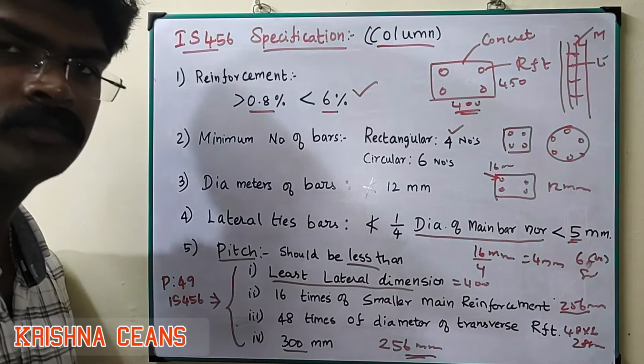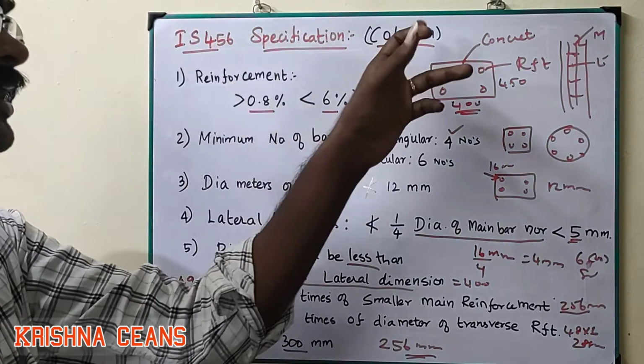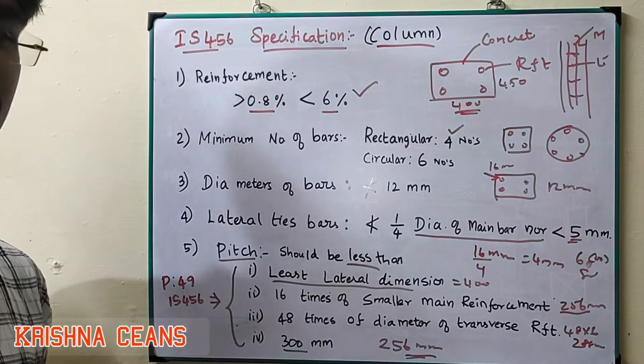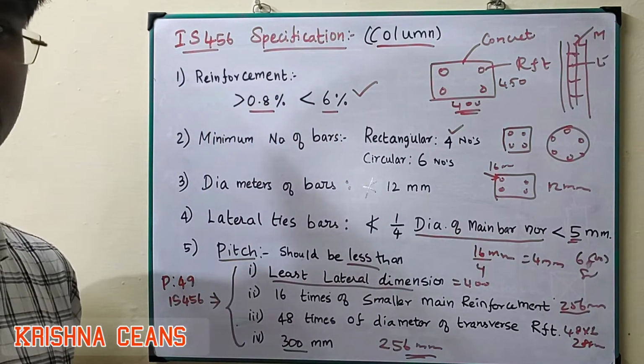We have to choose that. So these are the conditions, IS 456 specifications for the design of columns. We have to keep them in mind while designing the column. Everything we have to adopt as per IS 456.